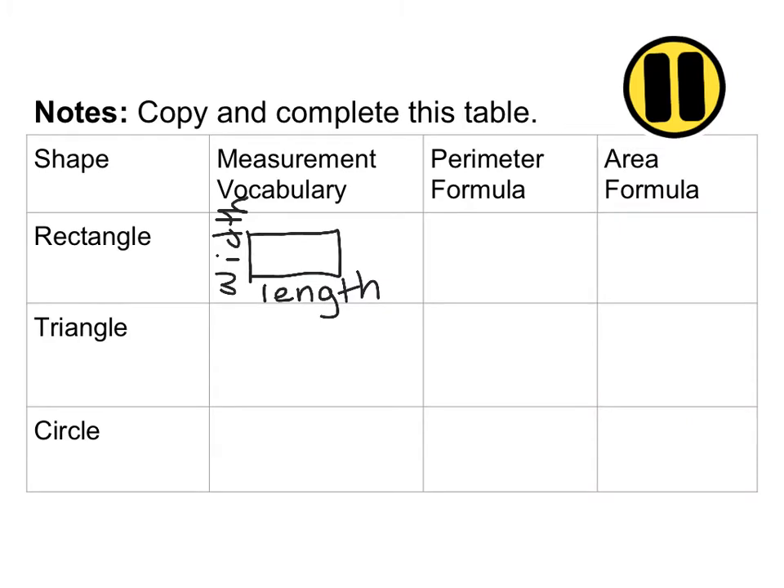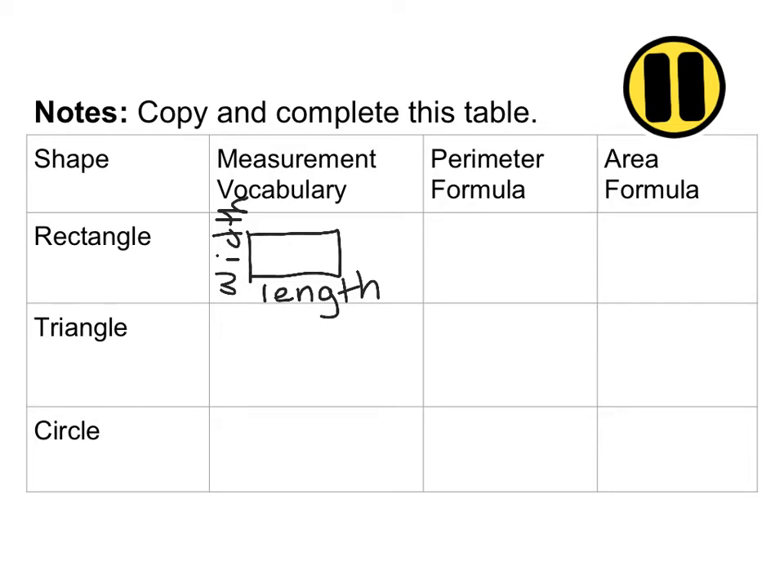All right, so now you're going to make a table where we're going to record the formulas for rectangles, triangles, and circles. So copy this table, and we'll do rectangle together, and then I'm going to have you try and do triangle and circle. So for the rectangle, for measurement vocabulary, we need to know that the width and the length are how we measure a rectangle.